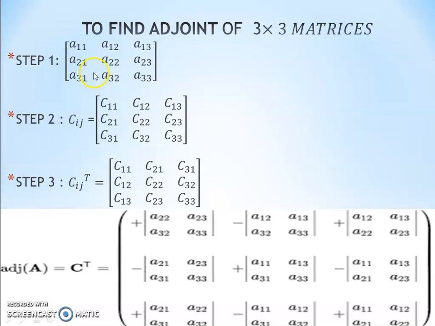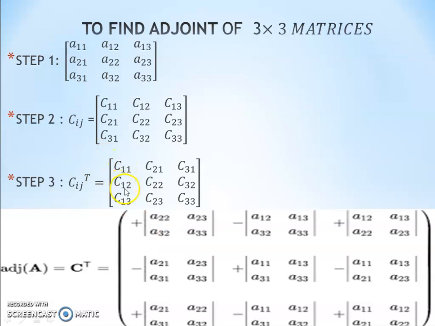Now, C12 is allotted to which element do we have to take now? Which element do we have to skip now? So A12, A13, A32, A33. Now C31. For C31 we have to skip the first row and the last column. So we have to take A12, A13, that is C31. It is allotted here. So we skip these, and the remaining are A12, A13, A22, A23.